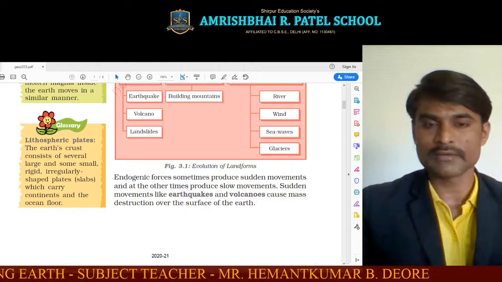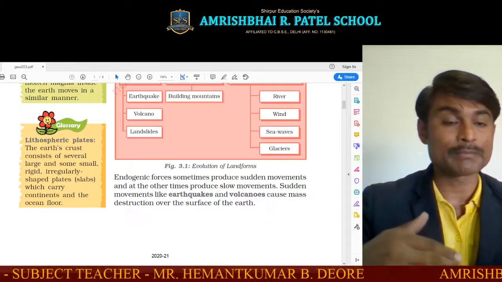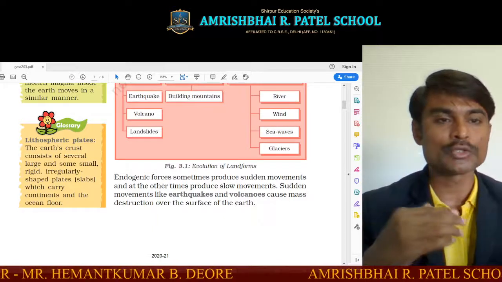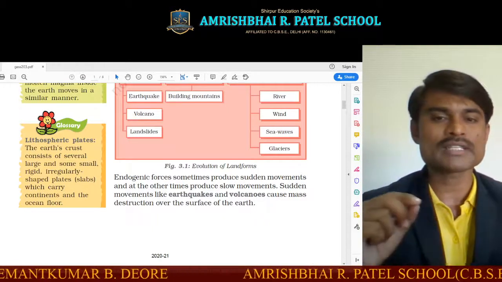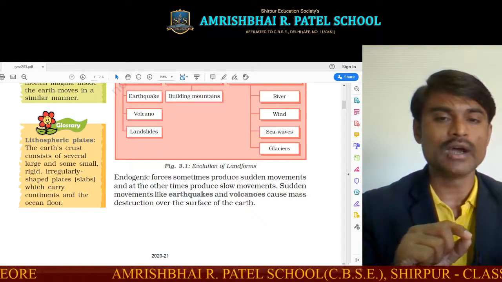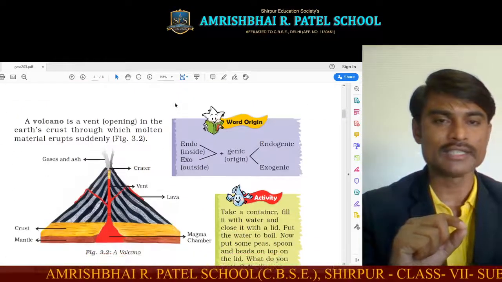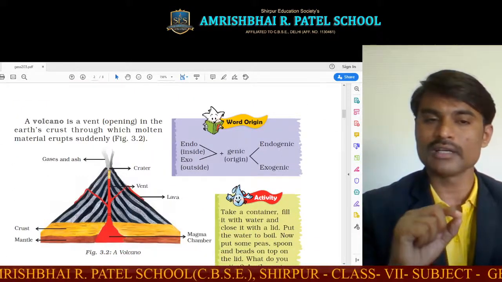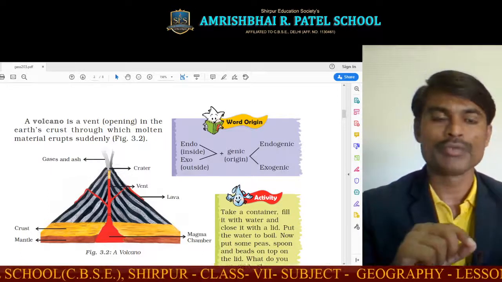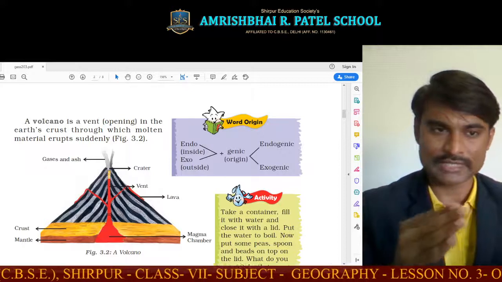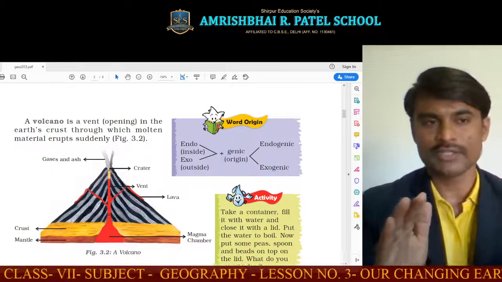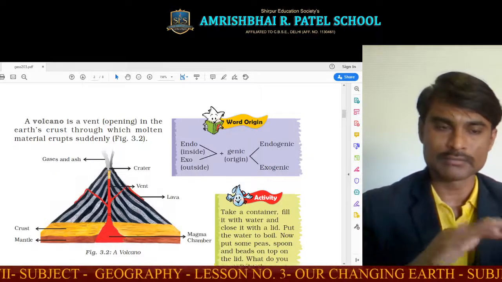Let us explain once again. Endogenic forces sometimes produce sudden movements. At other times, they produce slow movements. Sudden movements like earthquakes and volcanoes cause mass destruction on the Earth's surface. Yes, we know that an earthquake is very destructive. There are Richter scales, measuring scales, or units given, and by these magnitudes we can distinguish whether an earthquake is severe or destructive.